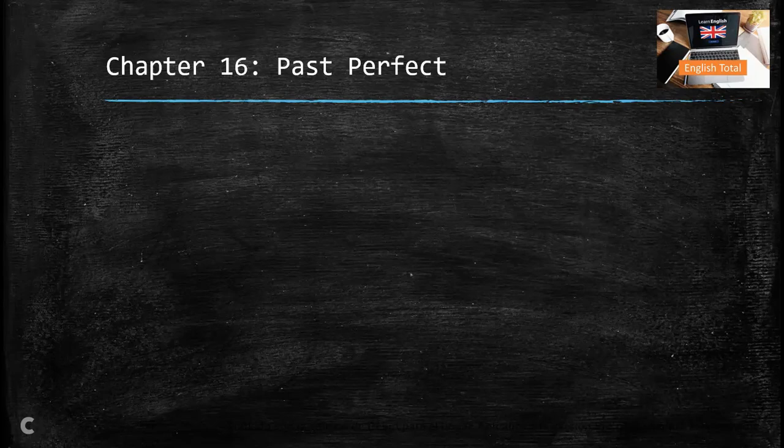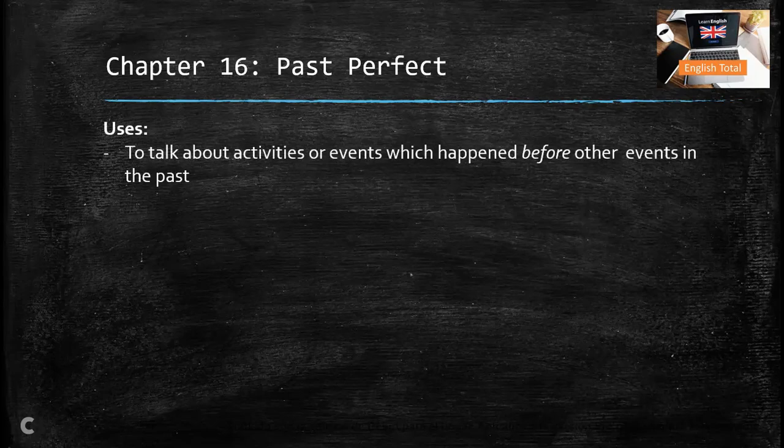All right, let's begin. Today we're going to be talking about the past perfect and its use in conversation, especially when you tell a story. We can use the past perfect to talk about activities or events which happened before other events in the past. Like the following situation.